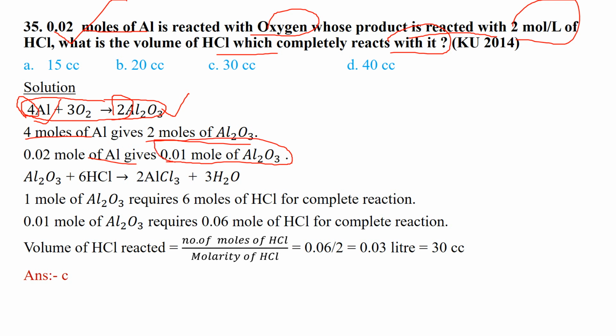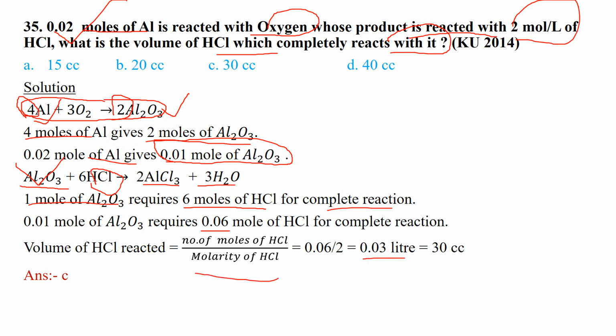So after the reaction of aluminium and oxygen, 0.01 mole of Al2O3 is obtained, which will finally react with hydrochloric acid to produce AlCl3 and water. According to these reactions, 1 mole of Al2O3 requires 6 moles of HCl for complete reaction. Then 0.01 mole requires 0.06 moles of HCl. Then 0.06 moles of HCl means 0.03 liter.